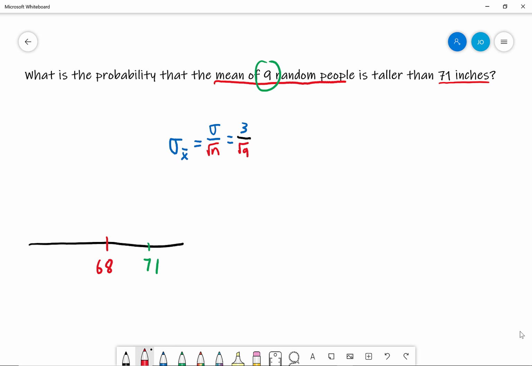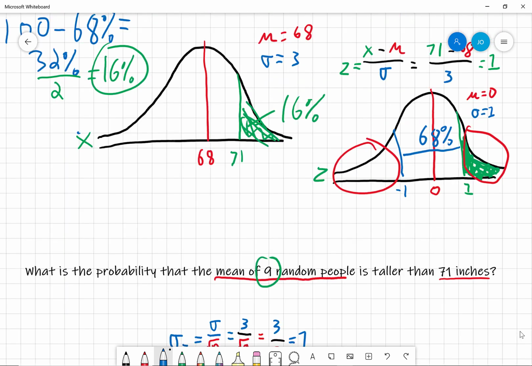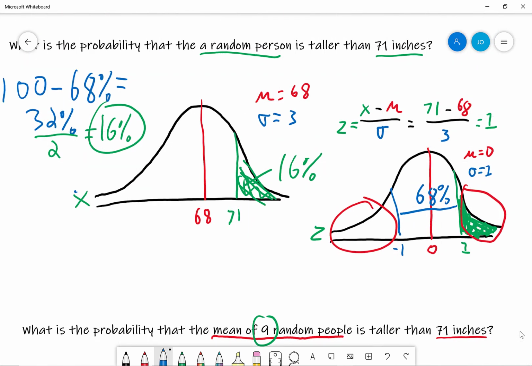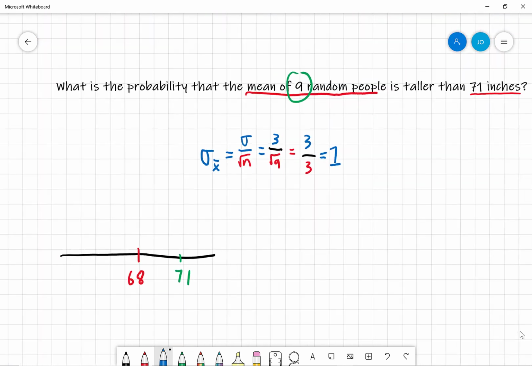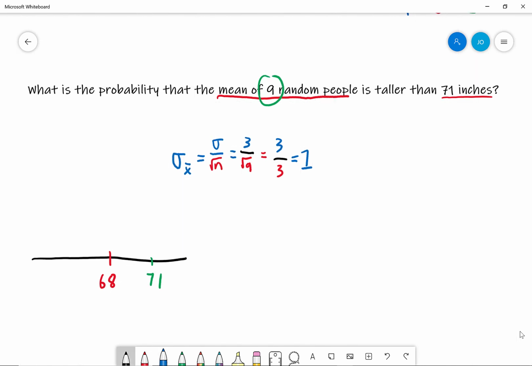So our new spread becomes 3 over 3, which will come out to be 1. Our standard deviation, the average distance from the mean for our new distribution, is 1. And if we look back at the previous problem, we'll notice our original standard deviation was 3. Now it's 1. Our spread has shrunk. So I'm going to kind of draw this distribution out to have a more narrow spread.